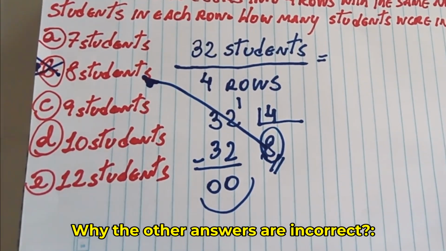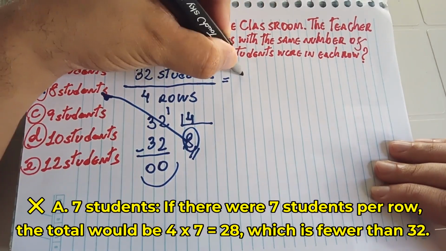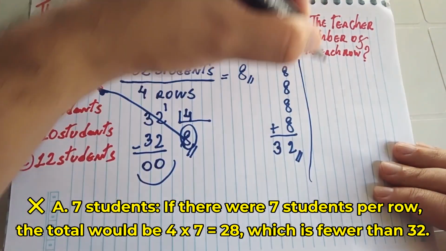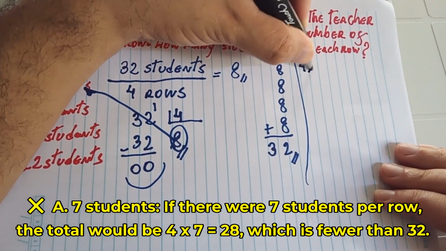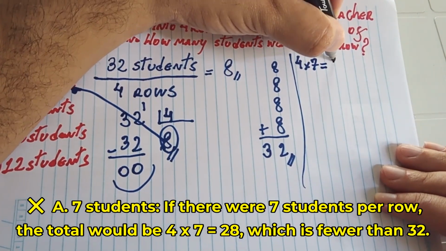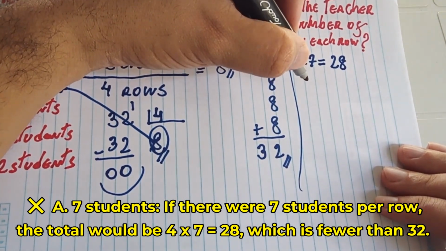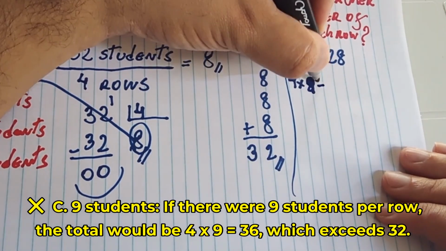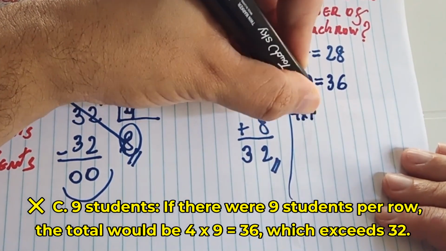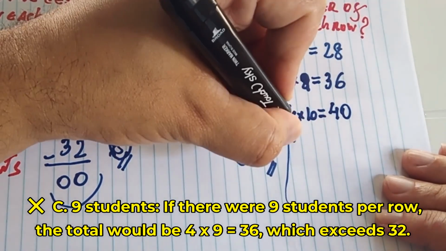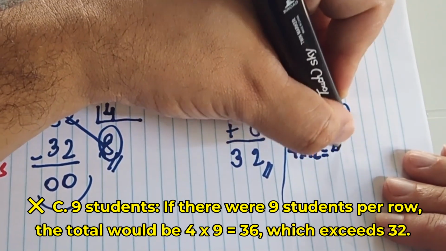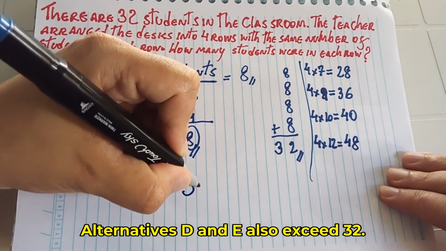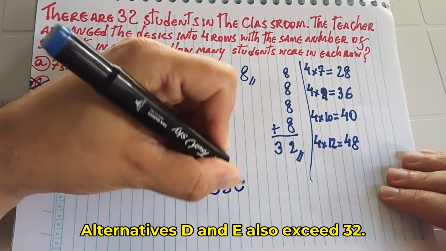Why are the other answers incorrect? A, 7 students. If there were 7 students per row, the total would be 4 times 7 equals 28, which is fewer than 32. C, 9 students. If there were 9 students per row, the total would be 4 times 9 equals 36, which exceeds 32. Alternatives D and E also exceed 32.